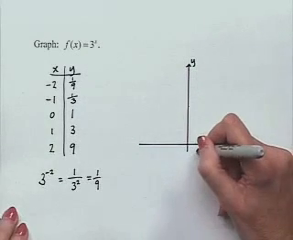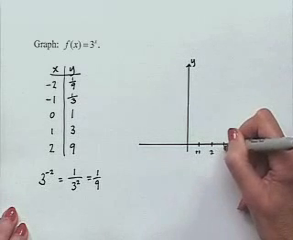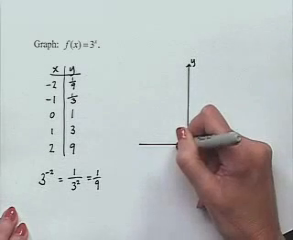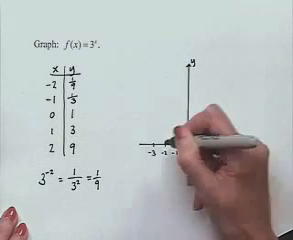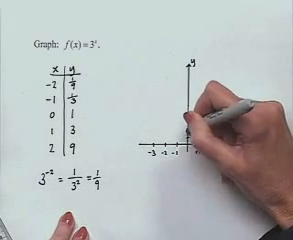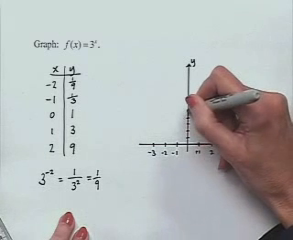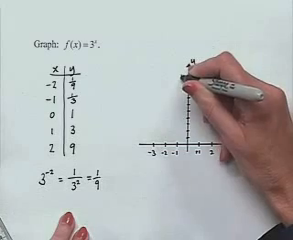Here I'm going to label positive 1, positive 2, positive 3 as we move to the right, and -1, -2, -3 as we move to the left. And then we're going to move upward. Let's just use smaller units. 1, 2, 3, 4, 5, 6, 7, 8, 9, and then here's 10.